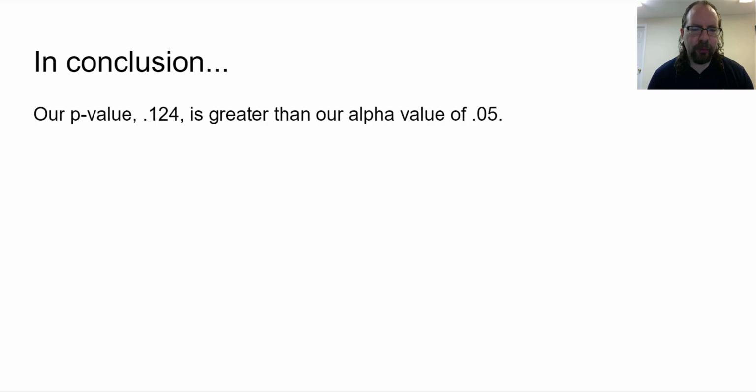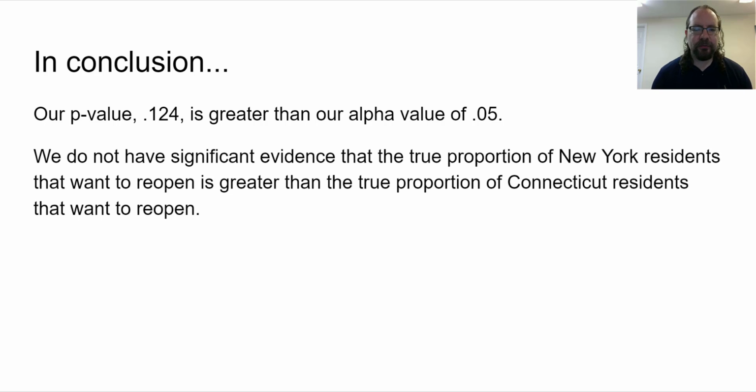And that p-value of 0.124 is greater than our alpha value of 0.05, which means we do not have significant evidence that the true proportion of New York residents that want to reopen is greater than the true proportion of Connecticut residents that want to reopen. So even though some journalists might have done some very preliminary survey research, they didn't actually test to see if the proportions they got were significantly different. So there really was no significant evidence from that sample alone that the true proportions are actually different. And this is something we have to be careful of, and this is why we have statistics.